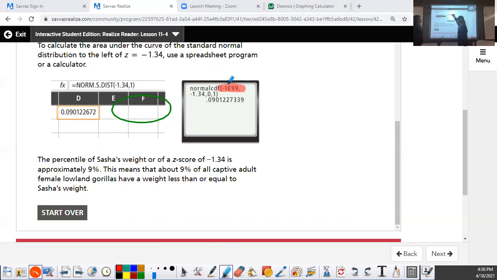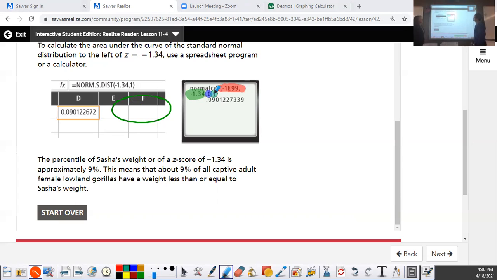They're putting in way left, negative, the smallest number they can, all the way up to our z-score, and then they're saying for a normal distribution with a mean of 0 and a standard deviation of 1.